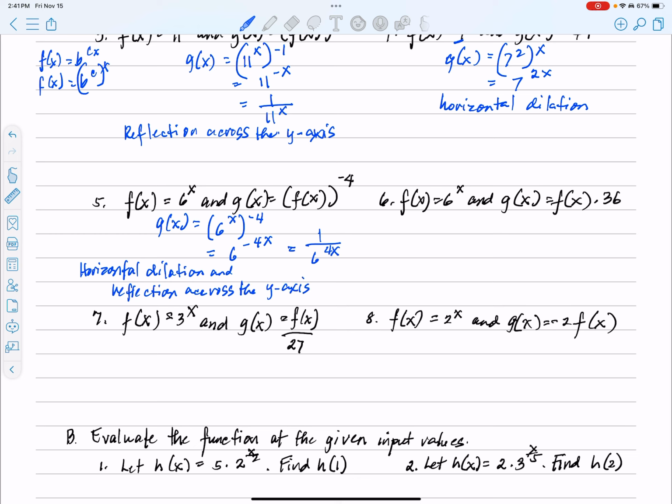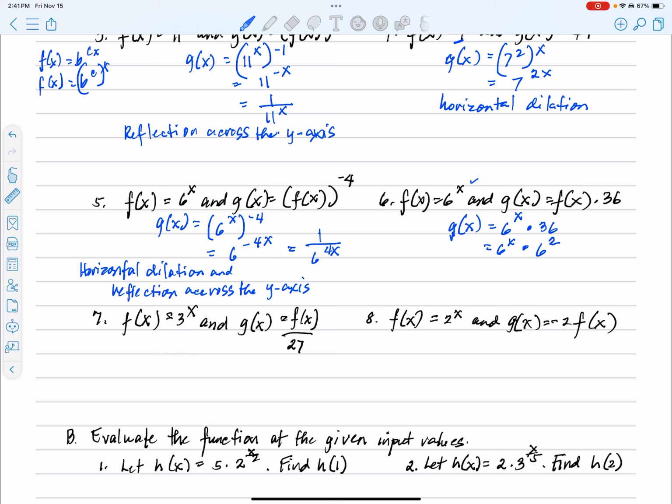Okay, let's have this. f of x equals 6 to the power of x, and g of x is f of x times 36. So rewrite g of x. What is our f of x? 6 to the power of x times 36. We're going to rewrite 36 with the base 6 as 6 to the power of 2.